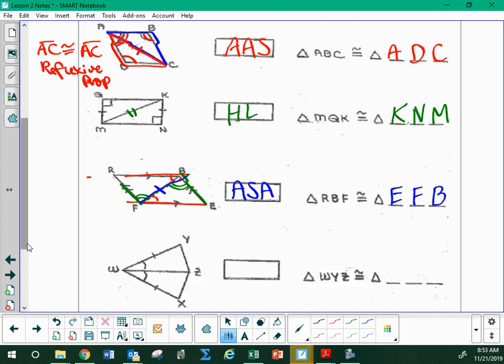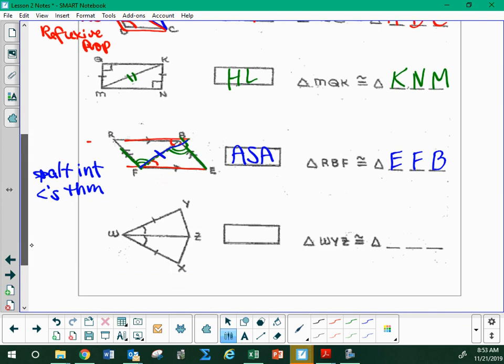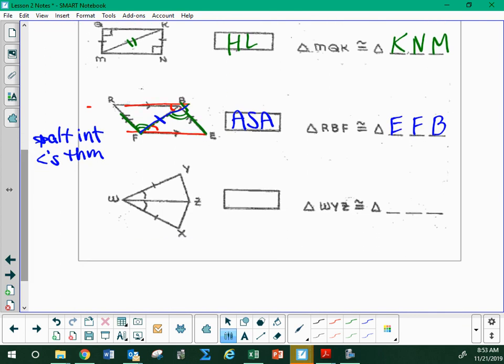Okay, so we used alternate interior angles here. I want you to write that off to the side, just so when you're looking back at your notes, you're like, oh, that's something that we can use. Alternate interior angles there. Okay. This one's too easy. Try that. Side angle side. Good.